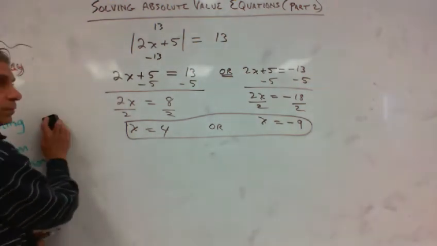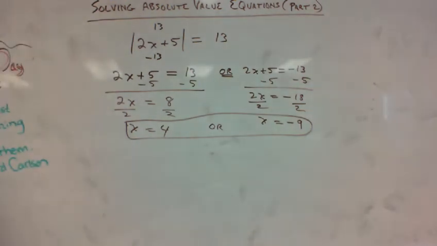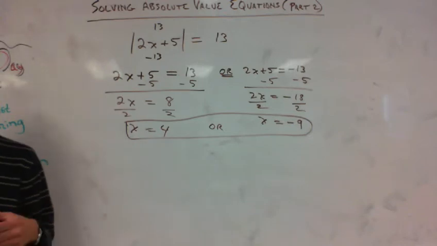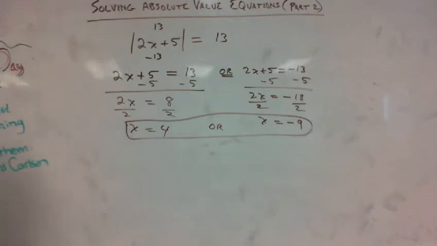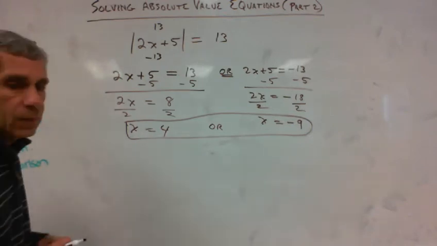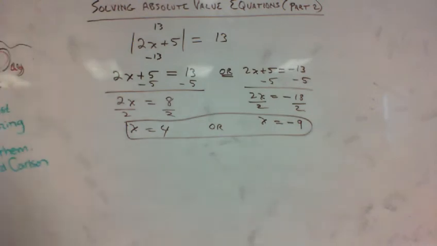Can I erase this? No. Don't erase it. Sorry, I'll let you finish writing it out. 2x plus 5 is equal to 13 or negative 13. Yeah, they're fun. I like doing these because they're easy. They're sort of brainless. You don't have to use your brain too much, but a little bit, and you can get through it really quickly. All right. Can I erase now? No.